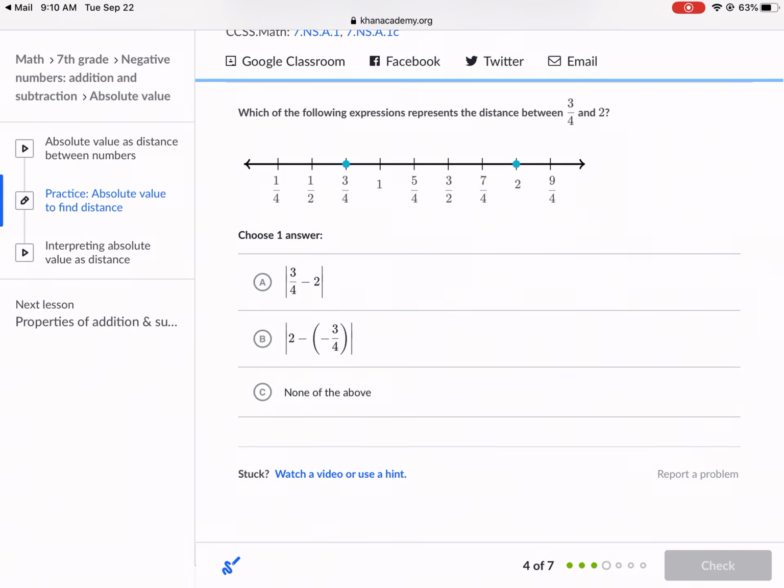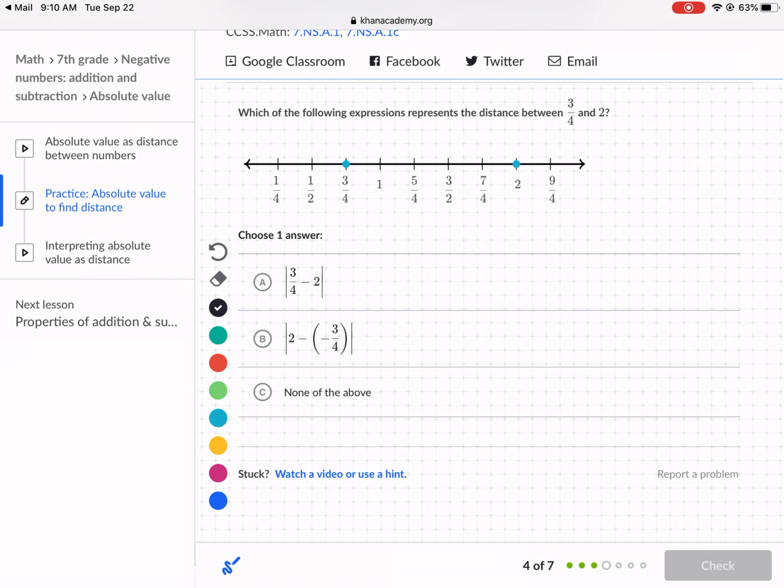Which of the following expressions represents the distance between 3/4 and 2? Again, we're talking about distance between, so we're talking about change. I don't know why all of a sudden it made it negative in the middle one. 3/4 minus 2. This one would work. Okay, we didn't change the value here. It's subtraction. You're like, oh, it looks like a negative 2. Well, it's subtracting a positive 2.